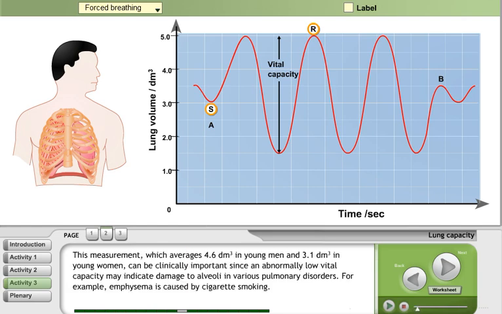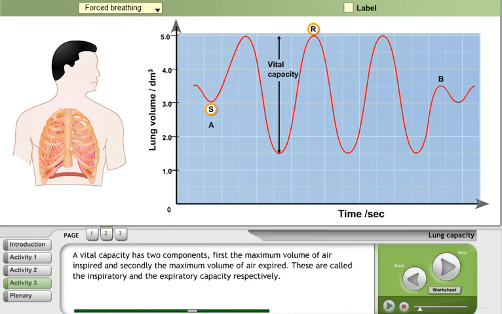This measurement, which averages 4.6 decimeter cube in young men and 3.1 decimeter cube in young women, can be clinically important, since an abnormally low vital capacity may indicate damage to alveoli in various pulmonary disorders. For example, emphysema is caused by cigarette smoking.